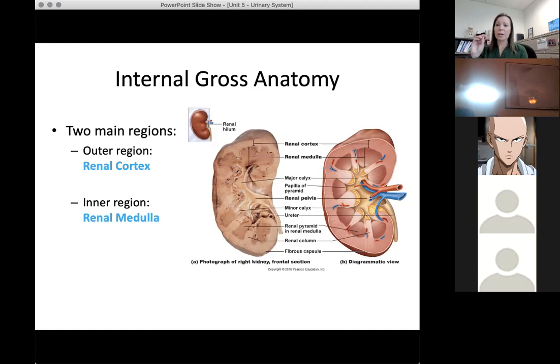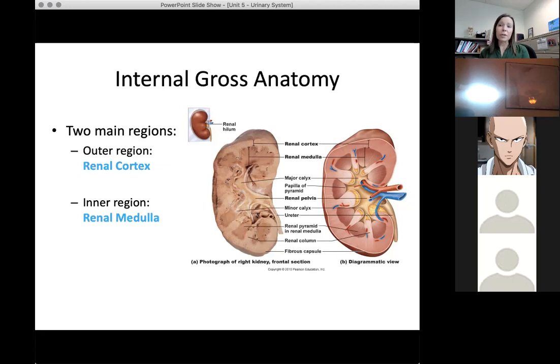That project or extend between each pyramid. We haven't talked about the pyramids yet, but we are about to. If you're looking at the diagram, the renal columns are identified, and I'll point them out. They are these right here, these extensions of the cortex that go in between these triangular structures, which are called the renal pyramids. So here and here, here and here, those are the renal columns.